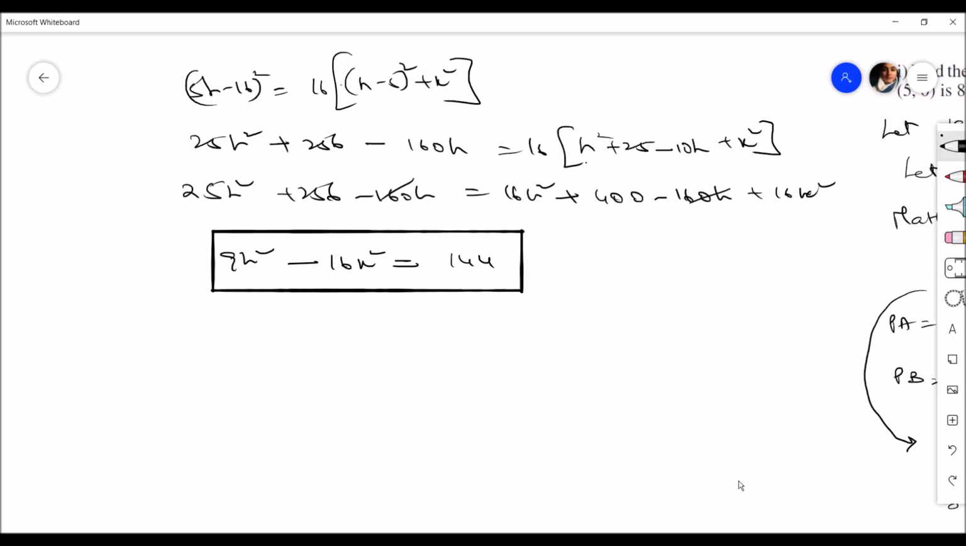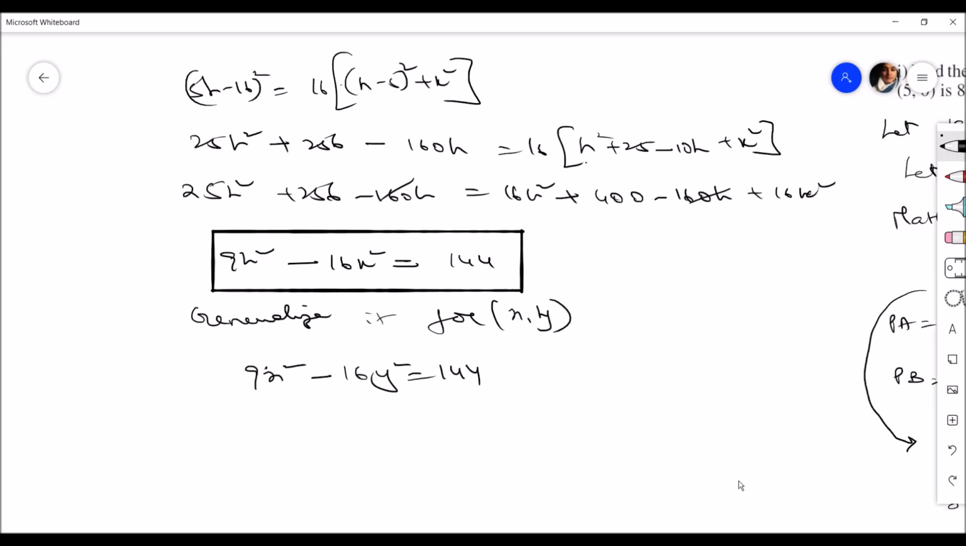You can leave the answer over here, but mind you, you'll have to generalize it, as you remember, for x comma y. So all you need to do is to replace h by x and k by y. So that will give you 9x square minus 16y square is equal to 144. That's your final answer.